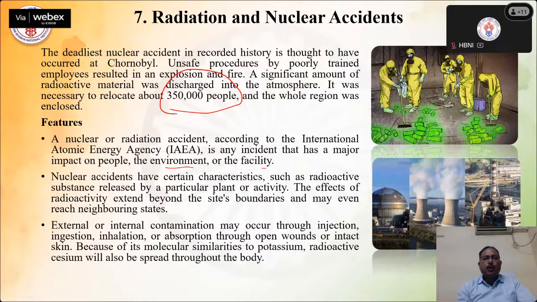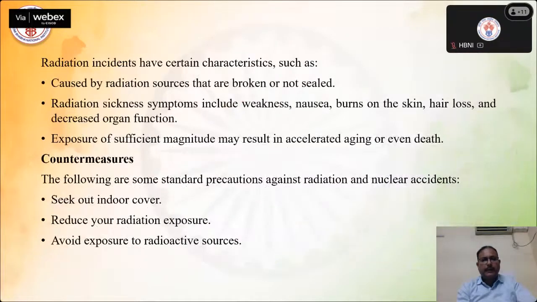External or internal contamination may occur through ingestion, inhalation, or absorption through open wounds or intact skin. Because of its molecular similarity to potassium, radioactive cesium will also be spread throughout the body. So you can see the impact, that it could spread throughout the body. It depends on the dose, how much dose we are taking. The major portion will be understood later on in the subsequent classes, because in CBRN, RN is a separate entity; chemical and biological are on one side, and RN stands together, so they have a very big spectrum.